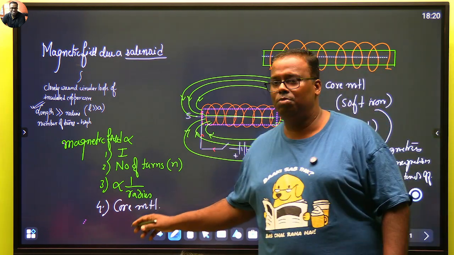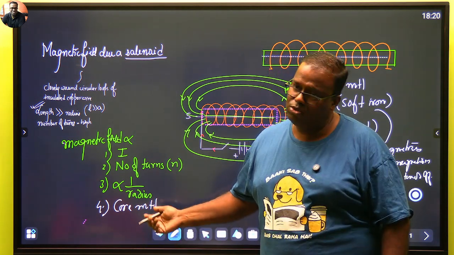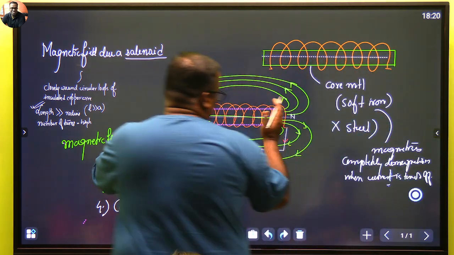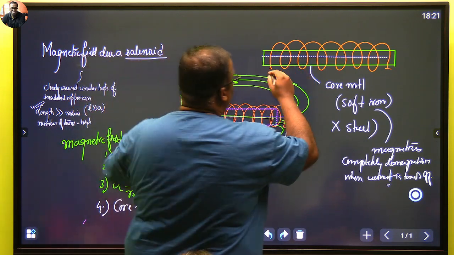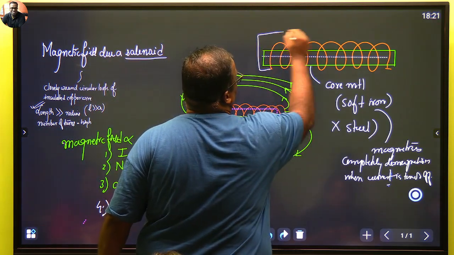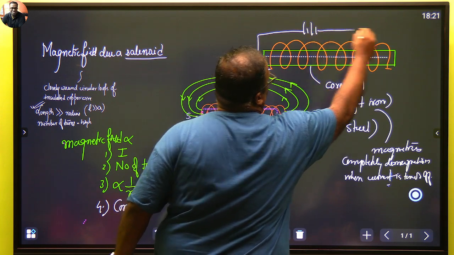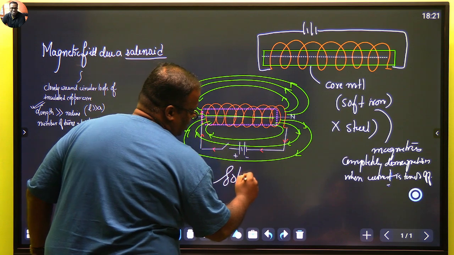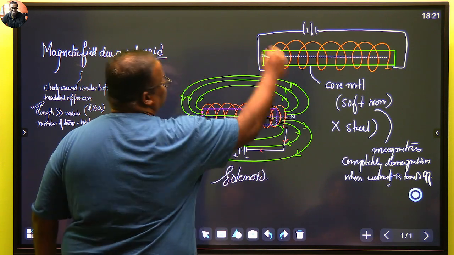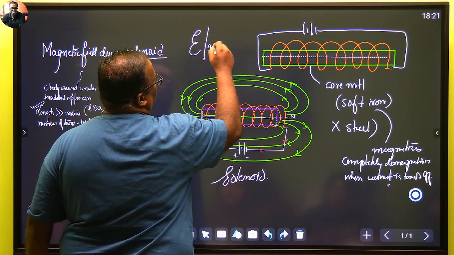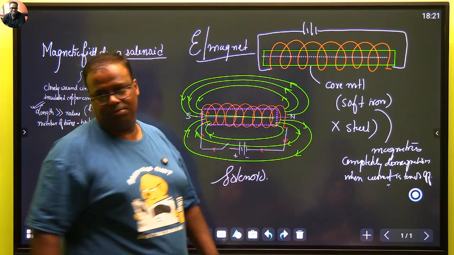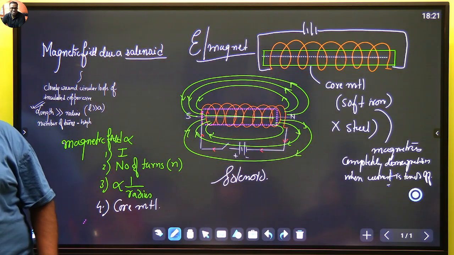And the core material. Sometimes we use a core, sometimes not, but if you want to have a good magnet. So this is a solenoid, and this arrangement means when this is connected to a power source, the difference is I would call this a solenoid. What will we call this? Electromagnet. This is our electromagnet. Got it?